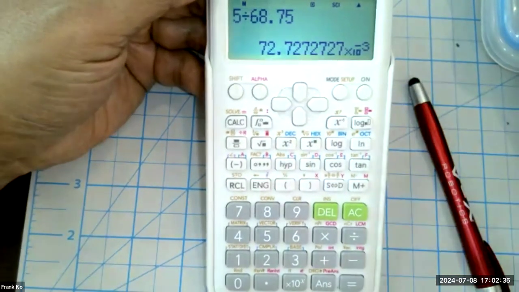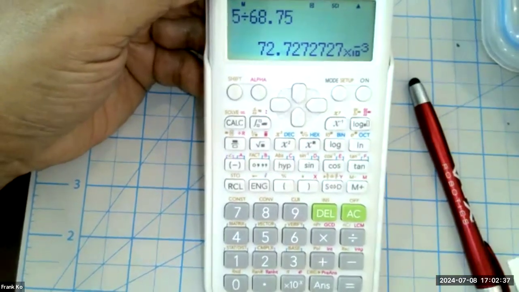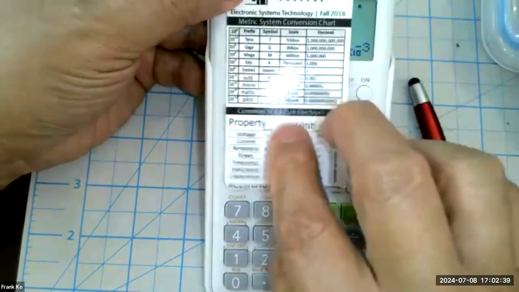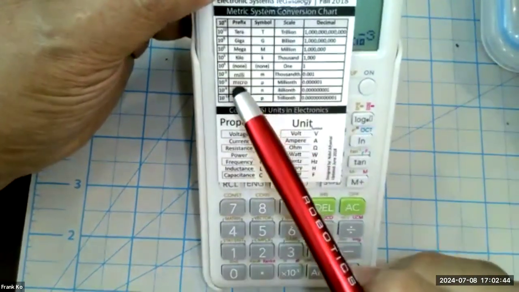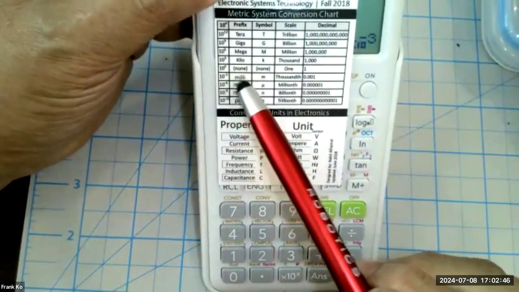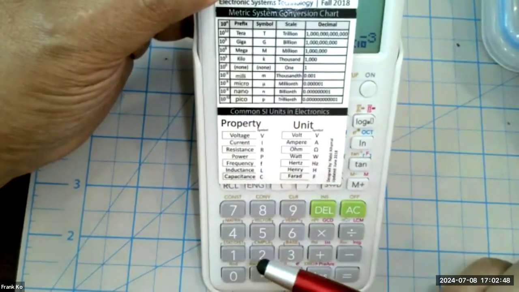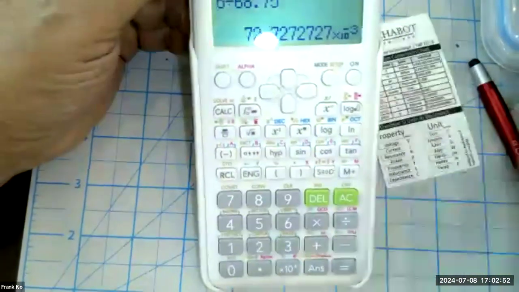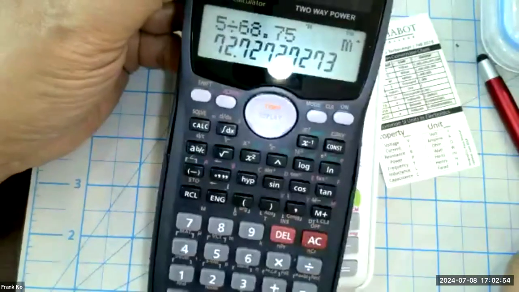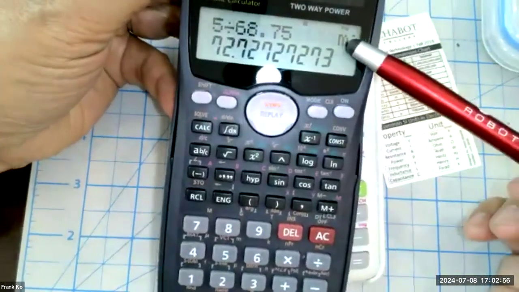And again, if you don't recall why 10 power -3 is a milli, you need to go back to the previous chart that I showed you that shows 10 power -3 is in fact milli, which is a lowercase m on our little card. And it shows as 72.73 with a lowercase m.